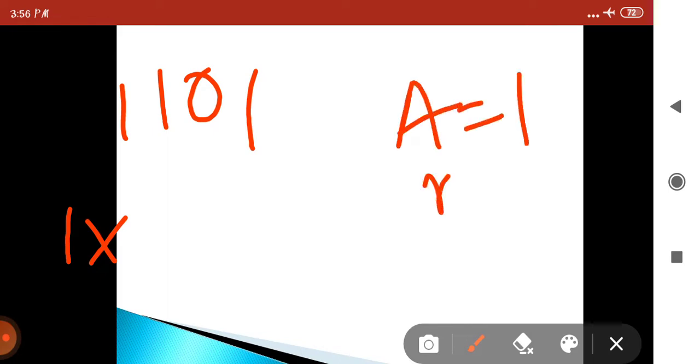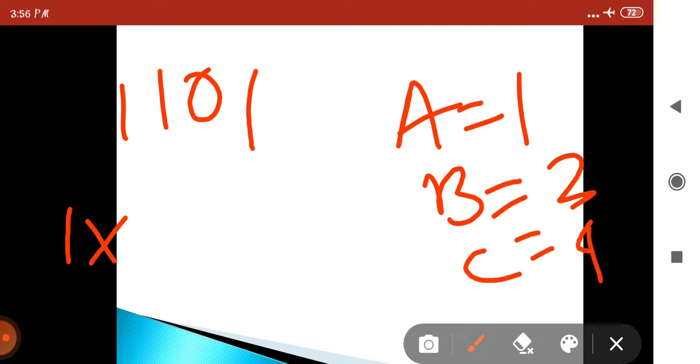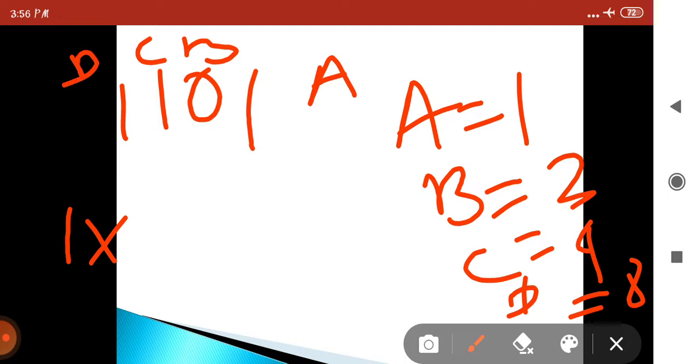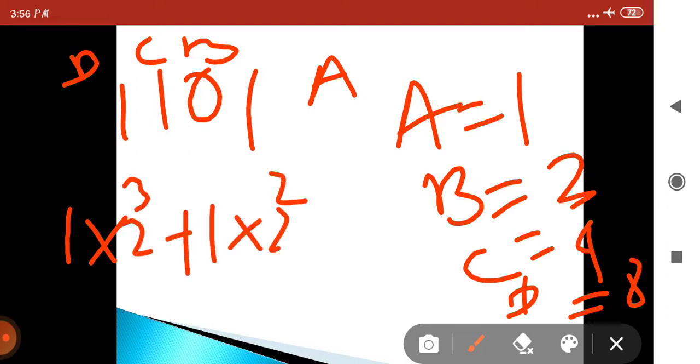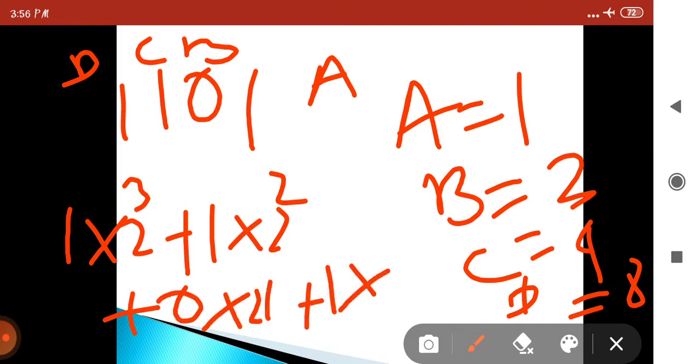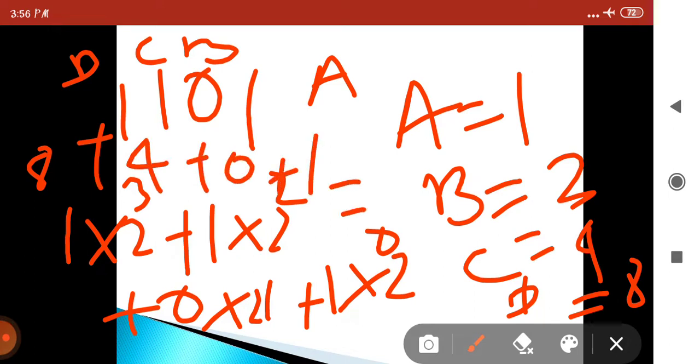A equals 1, B equals 2, C equals 4, D equals 8. Correct? This is the equation for that one: 1 into 2 raised to 3 plus 1 into 2 raised to 2 plus 0 into 2 raised to 1 and 1 into 2 raised to 0. This is 8 plus 4 plus 0 plus 1, 13, so 13 volts will come like that. This is the conversion of the binary system into the analog.